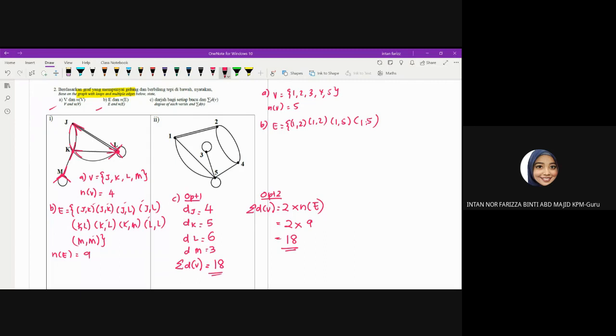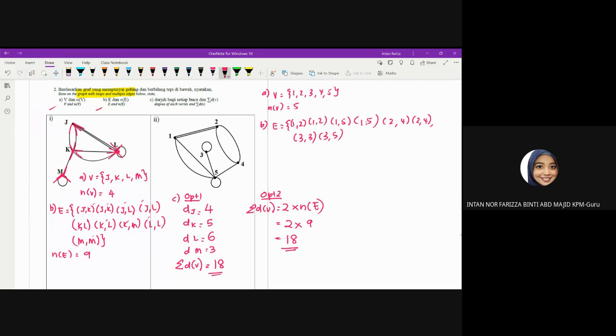Okay, after 1 is 2. So 2 is connected to 4. I cannot write 2, 1 because it's actually the same as 1, 2. So I write here 2, 4, 2, 4. Twice because of multiple edges. Next, after 2, we go to 3. Okay, 3 is a loop, so that means it is 3, 3. 3, 4 not connected, so we write 3, 5.